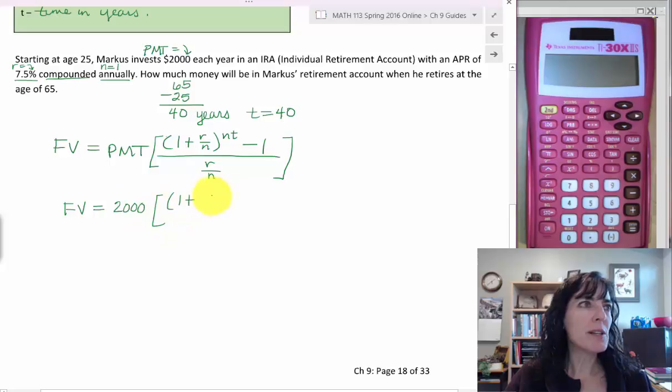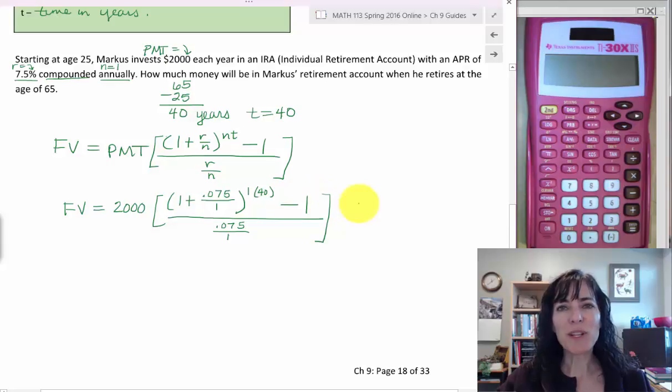And we'll do 1 plus his rate, which is 0.075. That comes from the 7.5%. And the N is 1. The N is 1 again. And then the T is 40. Subtract 1 from that once you've calculated all that part. And then it's over R over N. R again is 0.075. N again is 1.